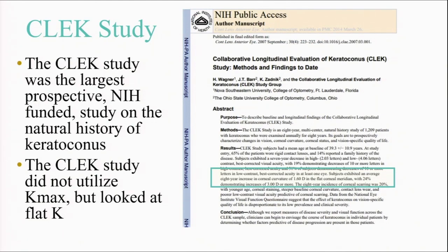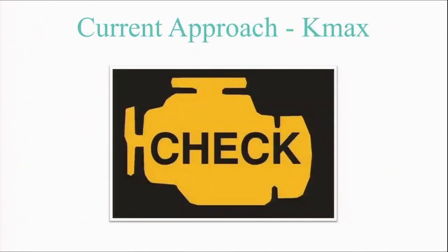Interestingly, if you look at the CLEK study, and again, the CLEK study is the largest NIH-funded study in the natural progression of keratoconus, nowhere in any of the CLEK papers is Kmax mentioned. And this is the problem with Kmax. For those of you who are car enthusiasts, this is called an idiot light. It lets you know when damage has been done. It's too late. And that's what Kmax is.